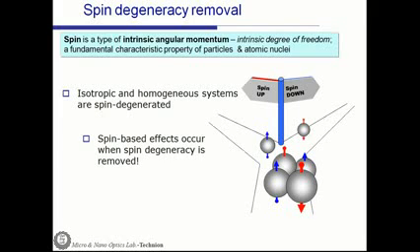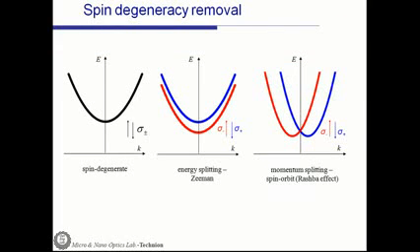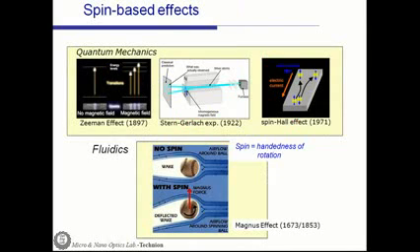We know that spin is a type of intrinsic angular momentum of particles, an intrinsic degree of freedom, and in general, isotropic and homogeneous systems are spin degenerate. If we would like to manipulate a physical system by use of the spin as a degree of freedom, we must remove the spin degeneracy. It is possible to remove it in the energy domain, the Zeeman effect, or in the momentum domain, which is the Rashba effect.